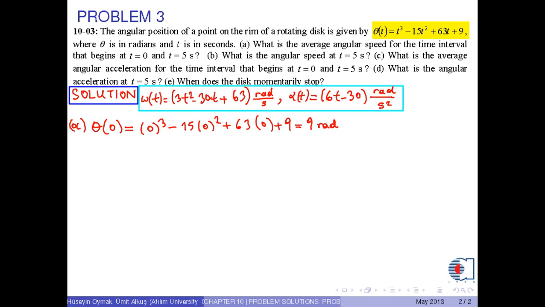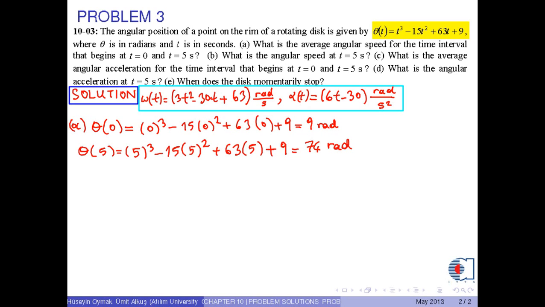And the angular position at t equals 5 seconds is theta of 5 equals 5 seconds cubed minus 15 times 5 seconds squared plus 63 times 5 seconds plus 9. And the result is 74 radians.